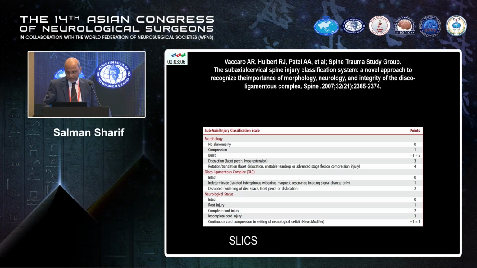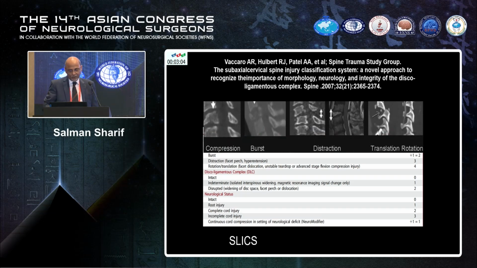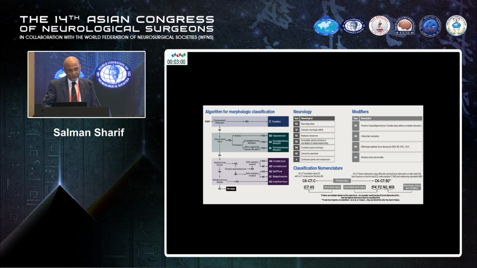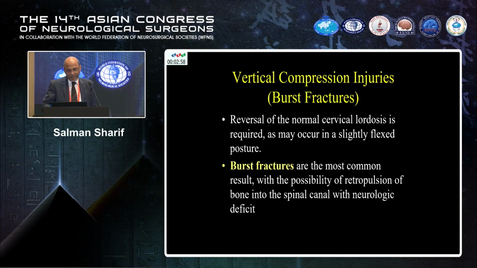Classification, we already know this: the subaxial cervical spine injury classification. I'm not going to go into the detail of that. AO Spine, you already know it all, so I'm not going to go into that. But clearly, both these classification systems have been shown to be very effective for decision making as well as for deciding how you should go about a plan.